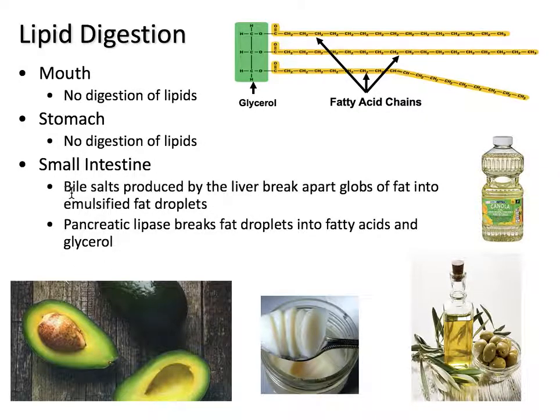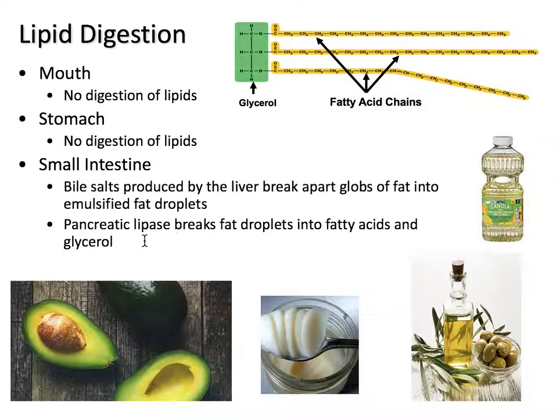And we already talked about these bile salts made by the liver. Well, they help break apart globs of fat into emulsified fat droplets, into smaller droplets, with big surface area so they can be broken apart. And then this enzyme known as pancreatic lipase is going to break the fat droplets into fatty acids and glycerol. So if you remember what lipids were like, this is a triglyceride. You have a glycerol and 3 fatty acid chains. So during lipid digestion, you're going to break apart your lipid, your triglyceride, into the glycerol and the fatty acids.